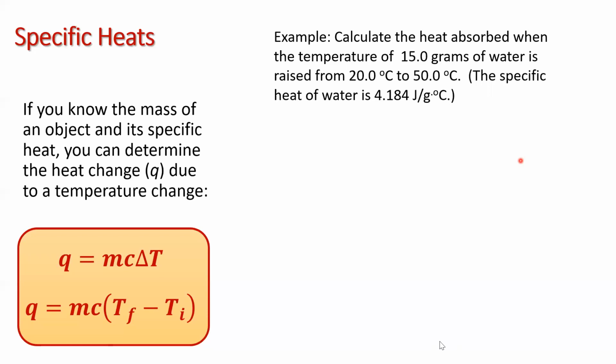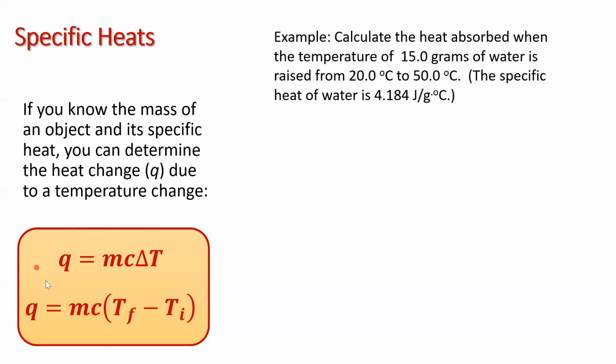Okay, so let's look at a question. Calculate the heat absorbed. That means we want to calculate Q. Calculate the heat absorbed when the temperature of 15.0 grams of water, so there's our mass, is raised from 20 degrees Celsius to 50 degrees Celsius. The temperature's going up, so Q is going to be positive because it's adding energy in. And it tells us that the specific heat is 4.184 joules per gram degree Celsius.